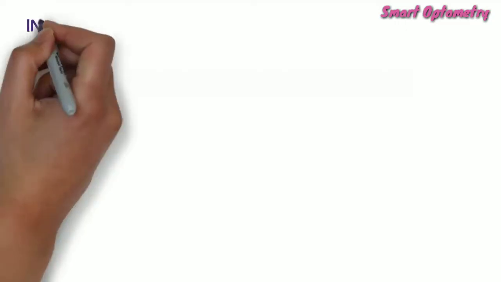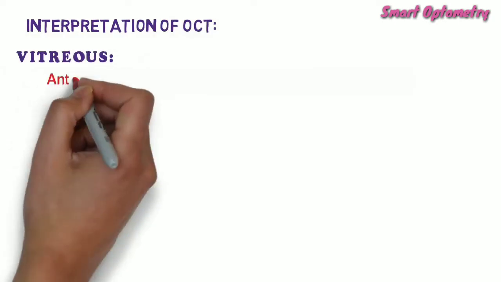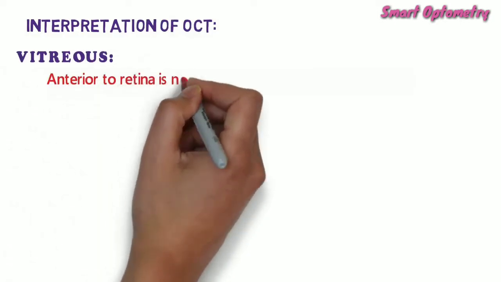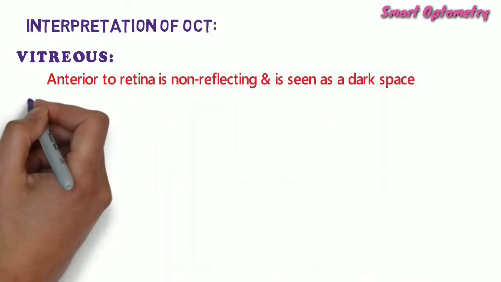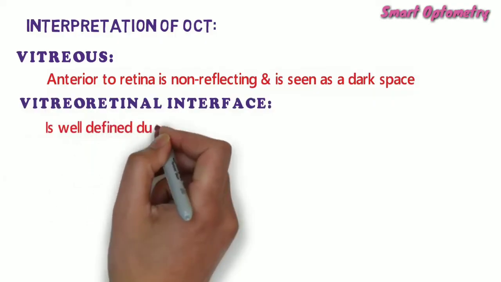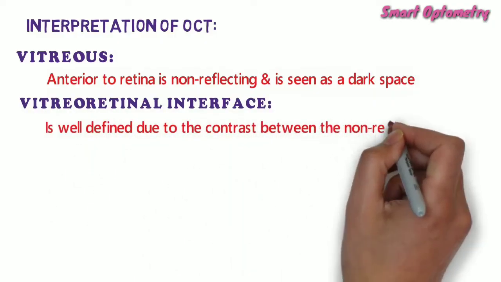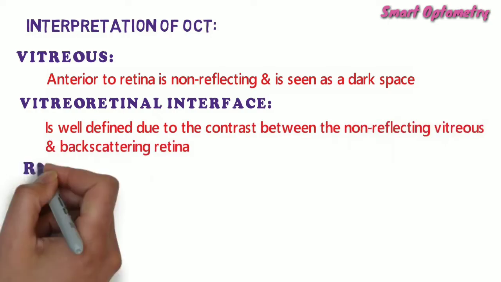Now let's study about interpretation of OCT. First, vitreous. Anterior to retina is non-reflecting and is seen as a dark space. Then vitreoretinal interface is well defined due to the contrast between non-reflecting vitreous and backscattering retina. Then retinal layer.